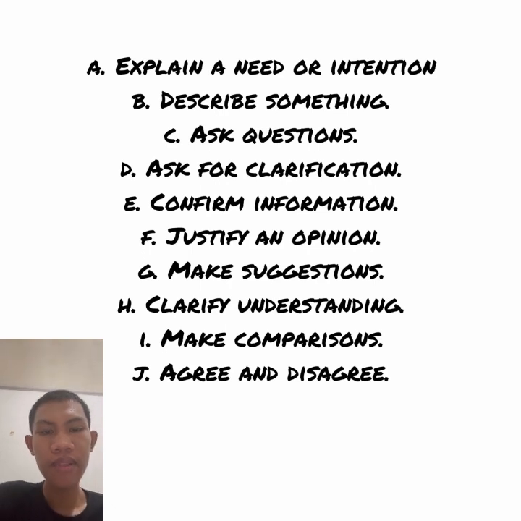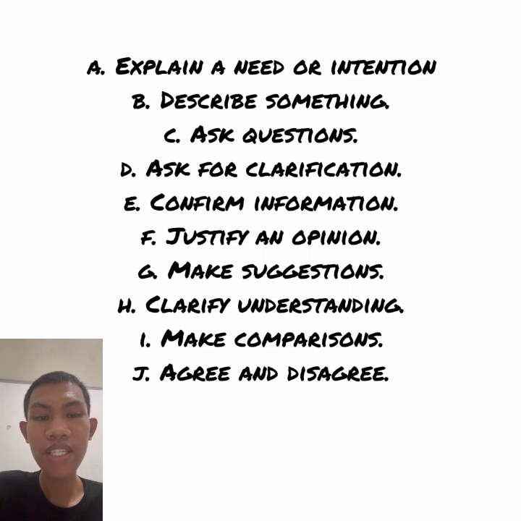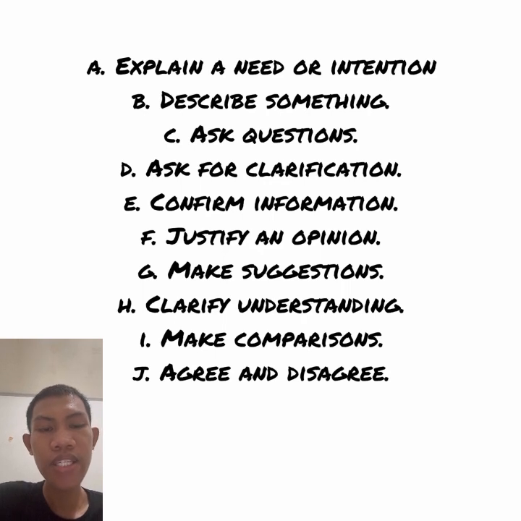B. Describe something. The ability to describe something involves the participant's ability to describe or explain something in detail. This could be describing an object, person, place, or experience. C. Ask questions. The ability to ask questions is an important skill in conversation. Participants can use questions to get additional information, start a conversation, or deepen the topic being discussed.